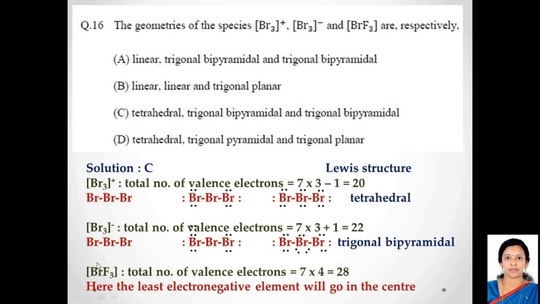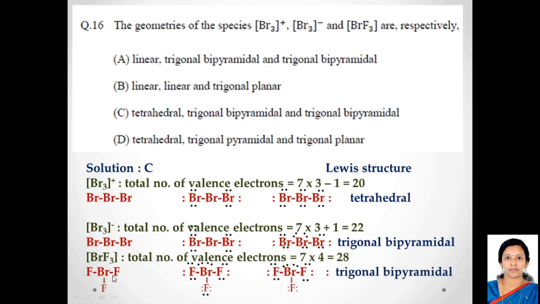Bromine is the least electronegative element, so that element will go in the center. That will be the central atom, and the three fluorines will be arranged around the bromine atom. Okay, so next, let's look at the Lewis structure for bromine trifluoride.